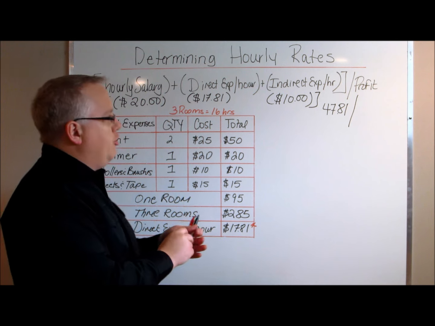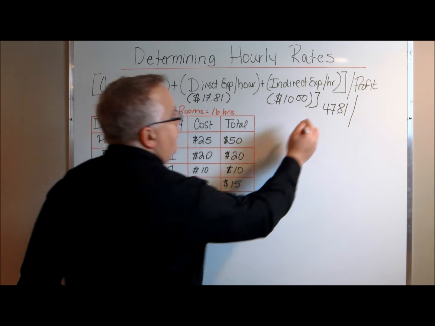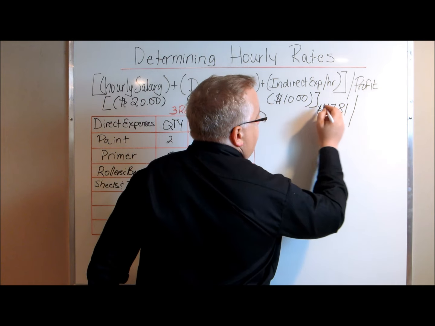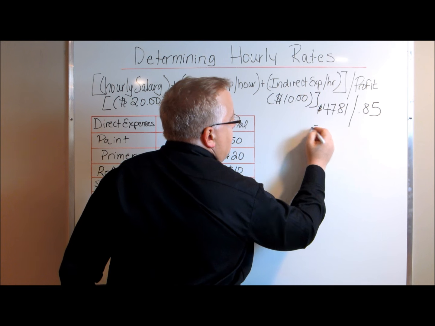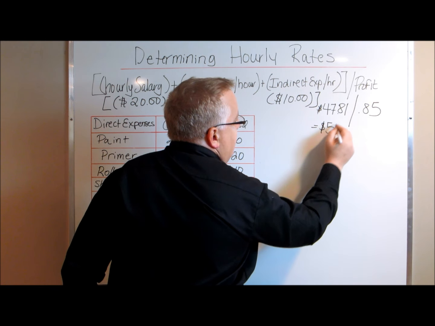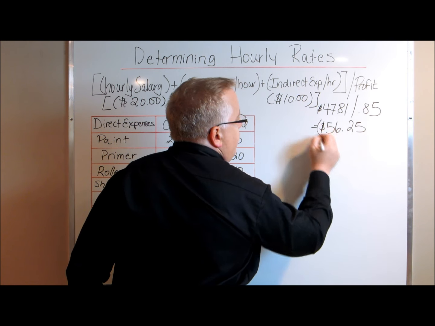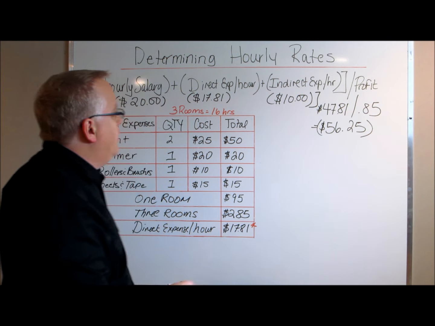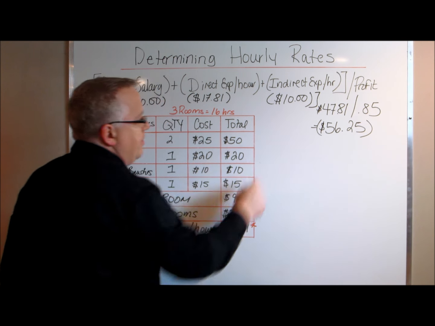So in this case, we're going to assume that this individual wants to make 15% profit. So we're going to take this 47.81 and divide it by 0.85, okay? And doing this is going to give us an hourly rate of $56.25 per hour. Now, in this calculation, we've accounted for hourly salary, direct expenses per hour, indirect expenses per hour.